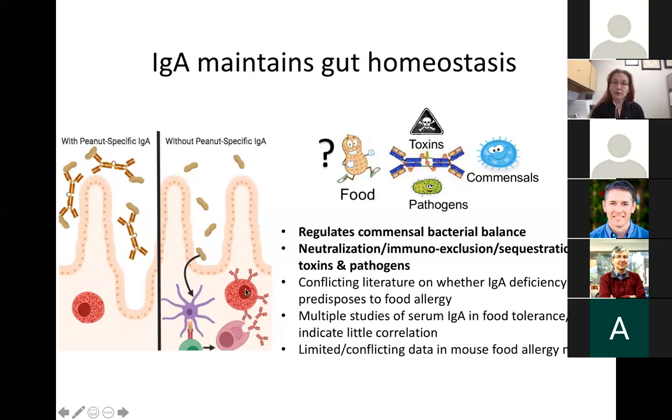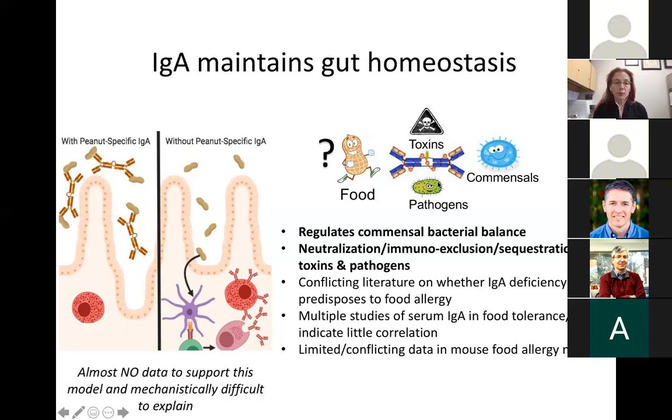So this is a very attractive model. It very much is consistent with what we know about IgA to toxins and bacteria. Problem is there's almost no data to support this model. It's actually also mechanistically quite difficult to explain and to understand how it's induced. And so we're very interested in this question.